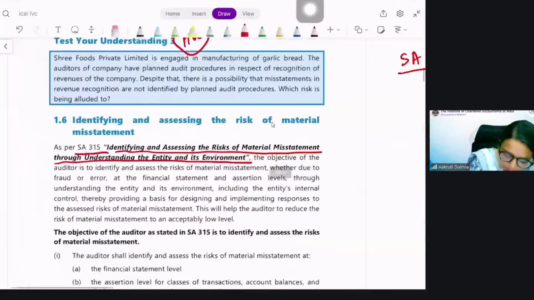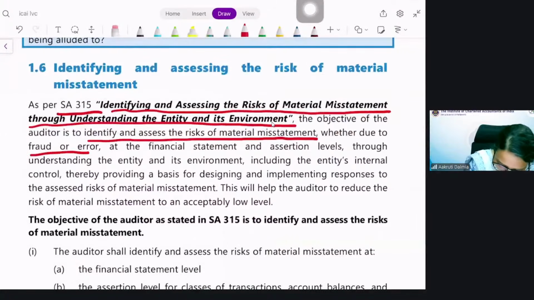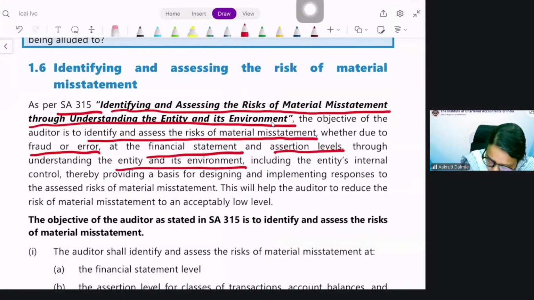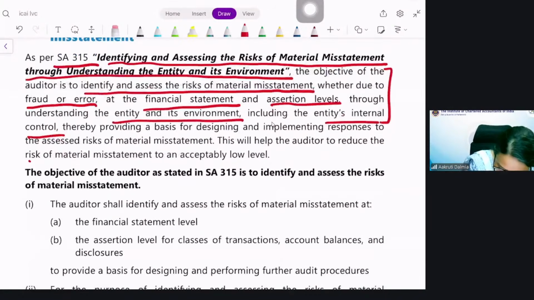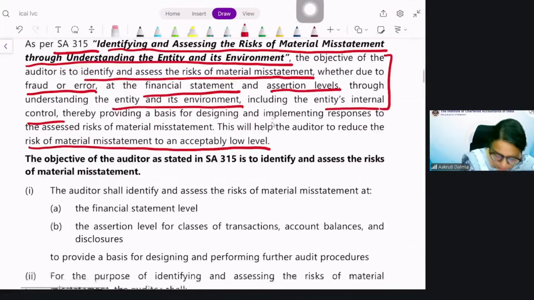So the objective of the auditor is to identify and assess risk of material misstatement, whether due to fraud or error, at financial statement level and at assertion level, by understanding the entity and its environment, including the entity's internal control. All this you already know. Nothing to memorize here. The auditor has to reduce the risk of material misstatement to an acceptably low level. This also you already know.